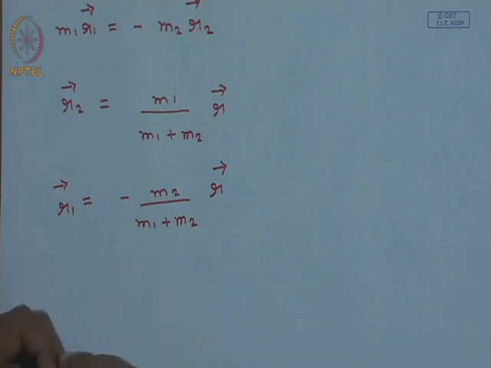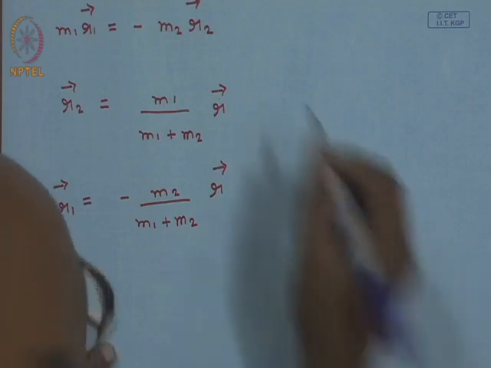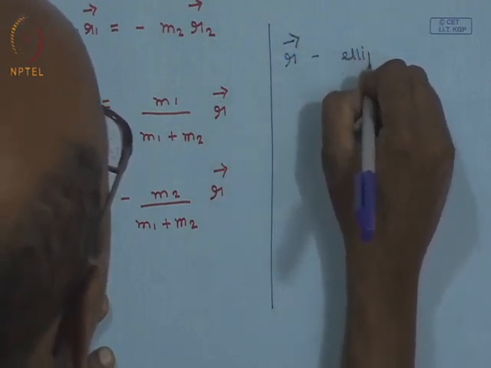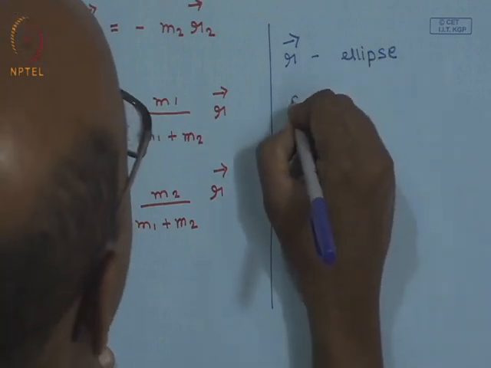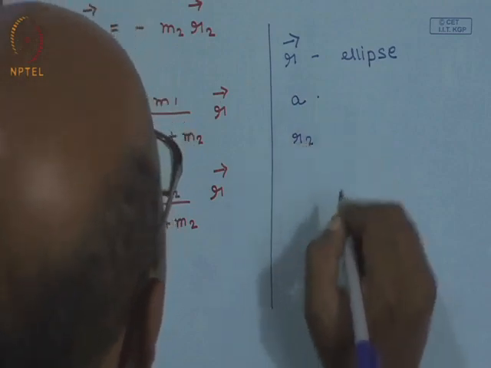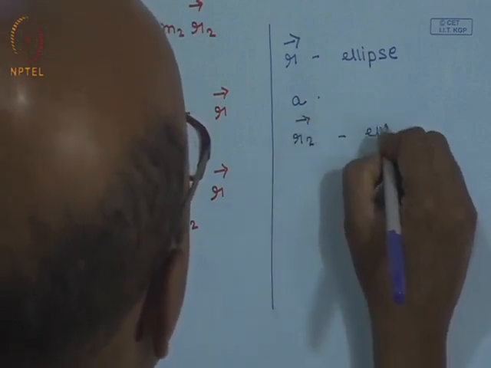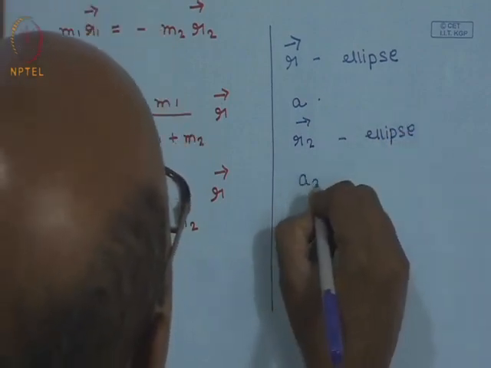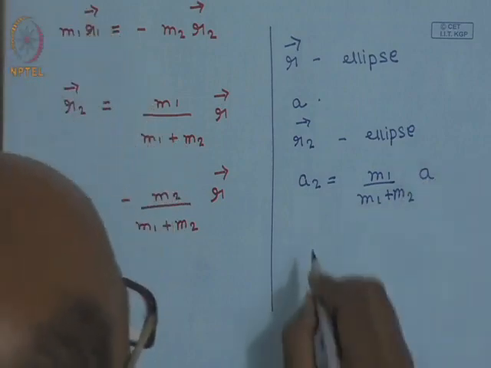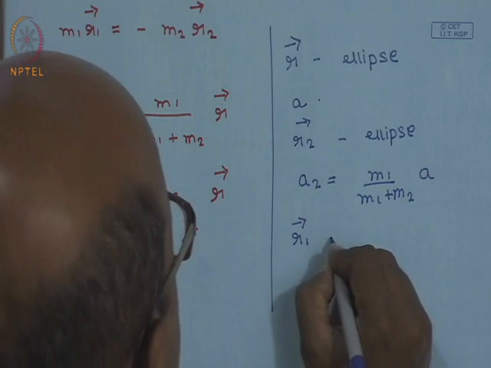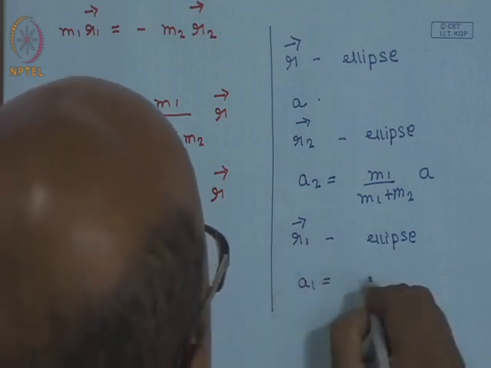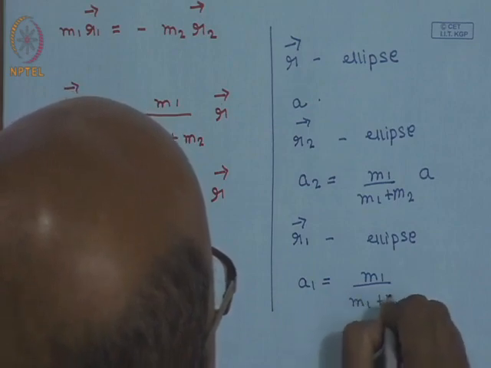Okay. And let me remind you that we have seen that the vector R sweeps out an ellipse with semi major axis, let us say A. Then R2 will also sweep out an ellipse whose semi major axis is A2, which will be m1 by (m1 plus m2) into A, and R1 will also sweep out an ellipse, and this will have A1 equal to m2 by (m1 plus m2) into A.